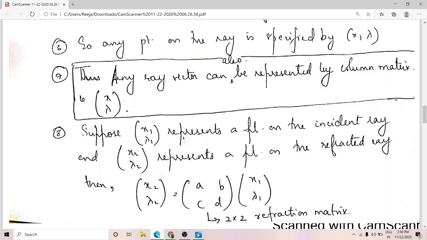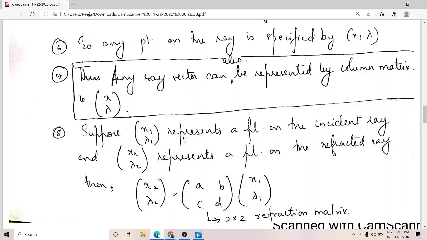Hi students, in the last session we had learnt how to specify a point on a ray, that is designation of a ray vector. It is given in terms of two coordinates. One is x, which is the distance of the ray at that point from the axis of symmetry, and the second coordinate is lambda, which is the optical direction cosine.